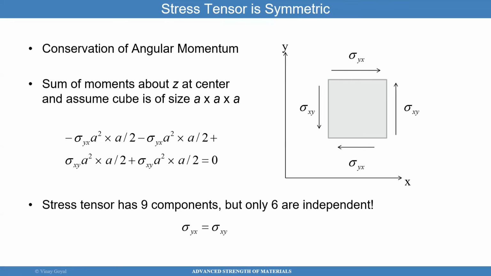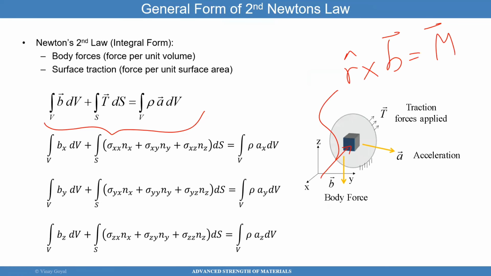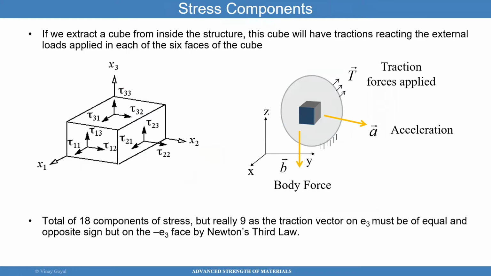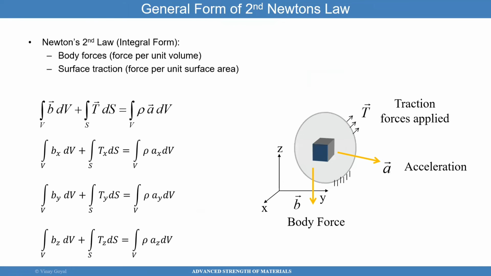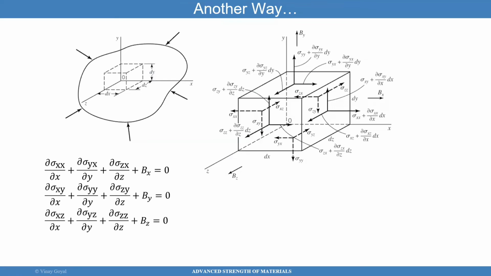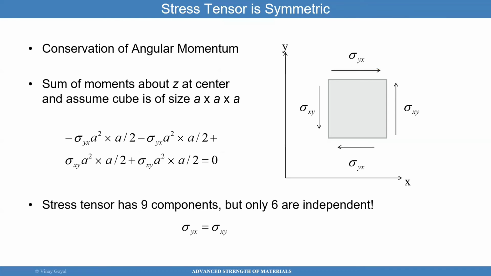So the stress tensor is symmetric, meaning that the off-diagonal terms are symmetric, is what I meant. So sigma yx is equal to sigma xy, sigma zx equals sigma xz, sigma zy equals sigma yz, and that's the proof for that.